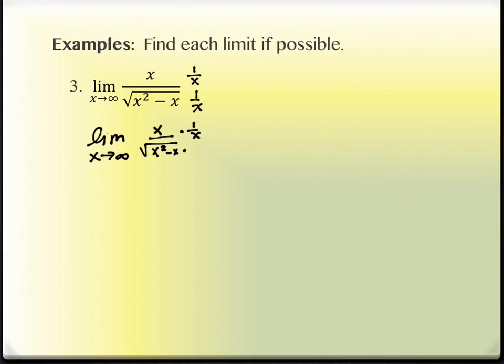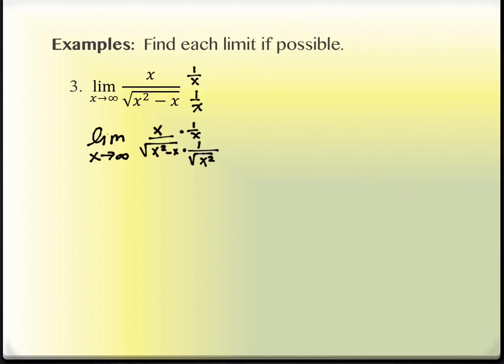So I'm multiplying by 1 over x on top, and I'm going to multiply by 1 over the square root of x squared. Okay, 1 over the square root of x squared is just x, yeah? The square root of x squared is just x. So I'm still just multiplying by 1 over x. I didn't change it, I just changed the way it looked.